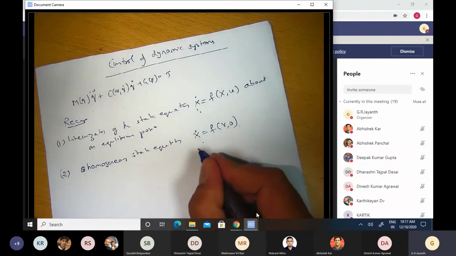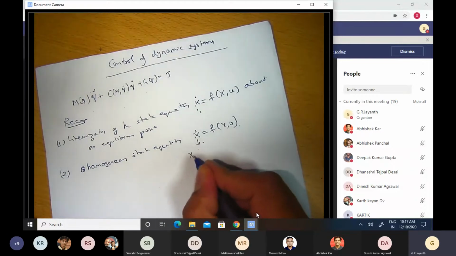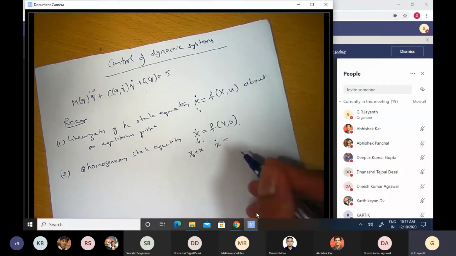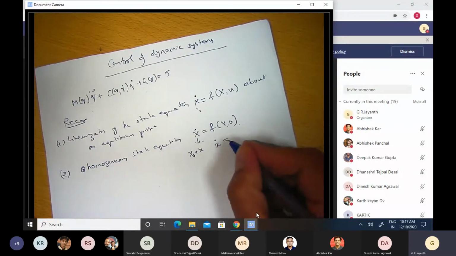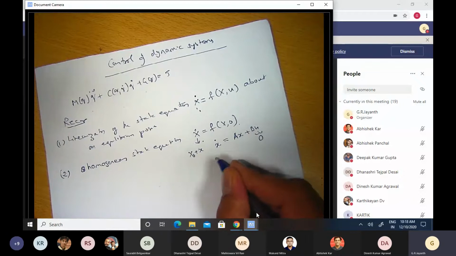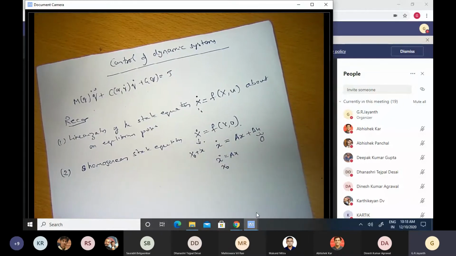So in that case, I replaced x with x naught plus small x, and I saw that the dynamics would be linear in its nature. So it would be of the kind Ax plus Bu, and for the homogeneous system, u will be equal to 0. So x dot is equal to Ax given some initial condition x naught. This was a problem that we first solved.